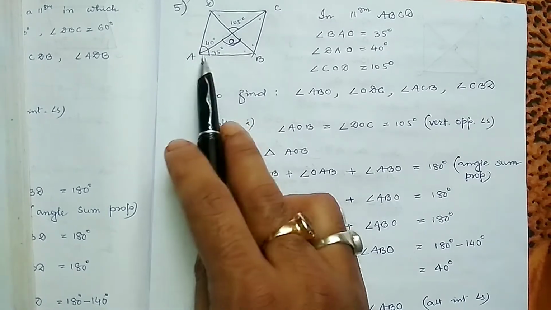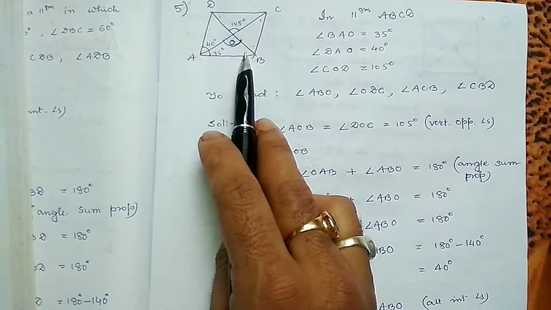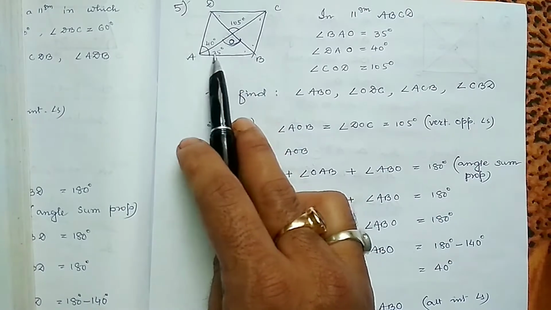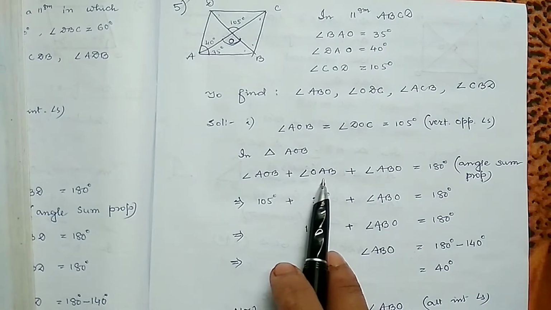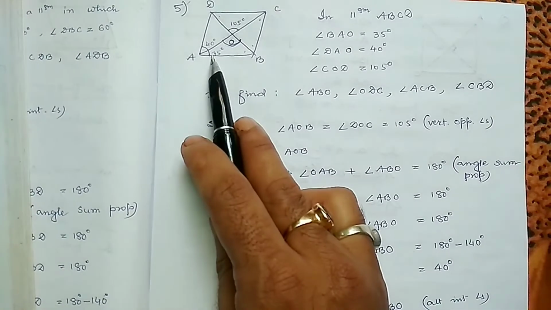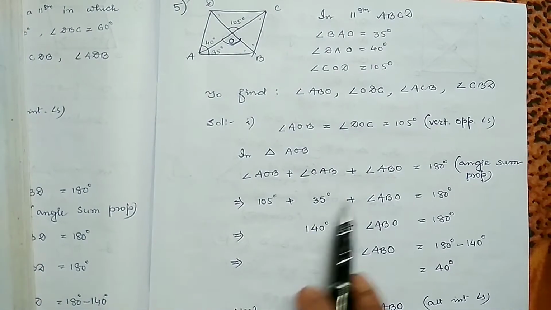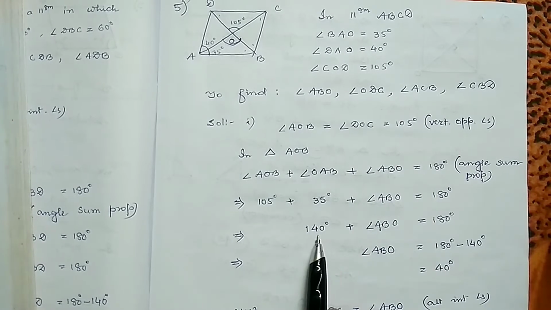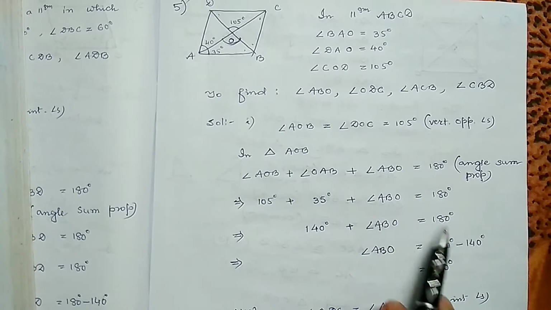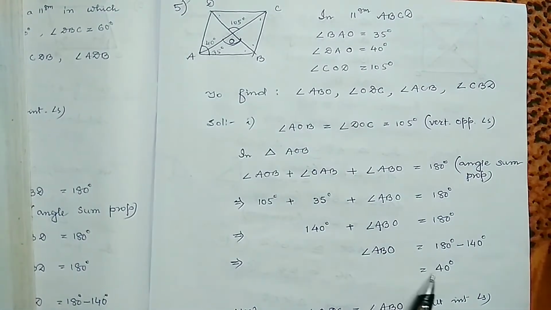Now in this triangle AOB, this angle I know, this angle I know, and this angle can be calculated because we know the sum of these three angles will be 180. So in triangle AOB, angle AOB plus OAB plus ABO, the sum of these three angles will be 180. AOB you already know is 105, OAB is 35, ABO is not known. Just add these to get 140. Now you transfer this 140 to the other side. So ABO will be 180 minus 140, 40 degrees. So the first angle that we had to calculate, ABO, we got, and ABO will be 40 degrees.